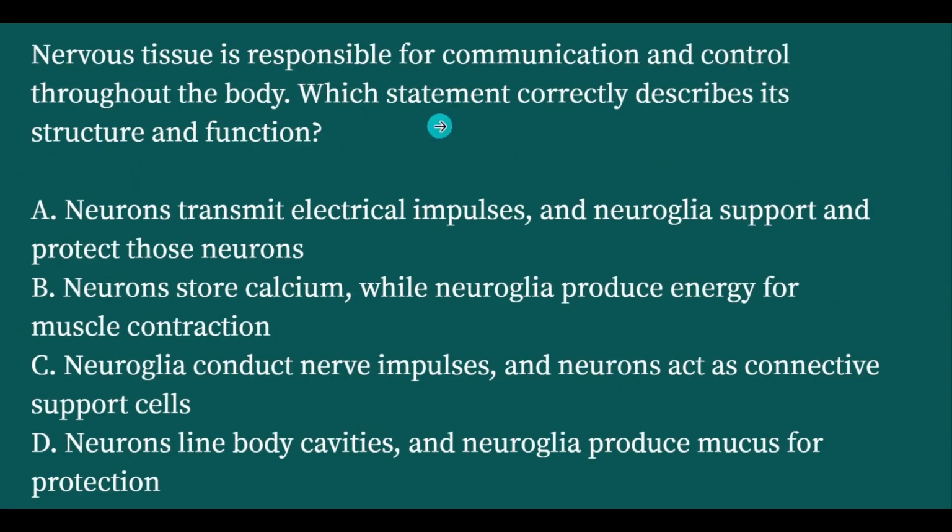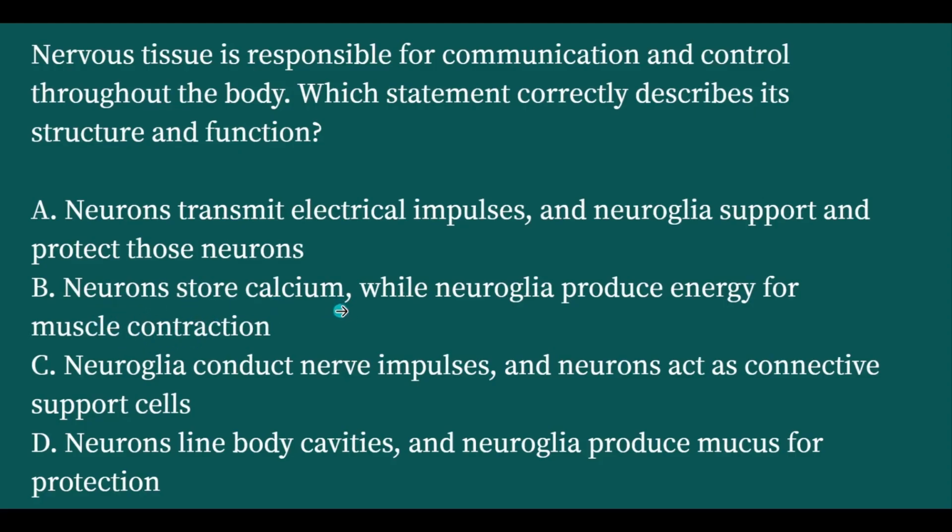Nervous tissue is responsible for communication and control throughout the body. Which statement correctly describes its structure and function? Structure and function, correct statement about nervous tissue. Okay, so let's look. We know that nervous tissue is glial cells, and those are not conductive, and neurons are conductive. So neurons transmit electrical impulses, and neuroglia support and protect those neurons. That looks right, okay?